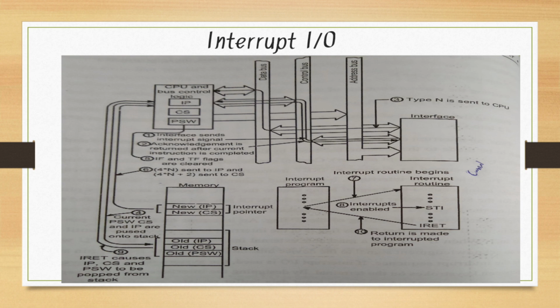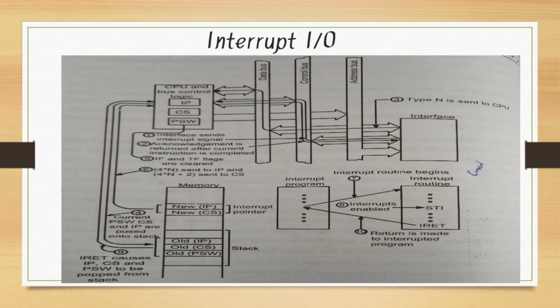Then the interface identifies which type of interrupt is sent to the CPU. That means four types of interrupts are given: type 0, type 1, type 2 and type 3. Which type of interrupt is given to the CPU, it indicates to the interface. Then the current instruction context is pushed onto the stack using the program status word, code segment and IP.